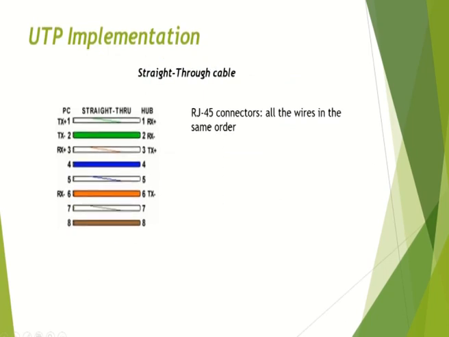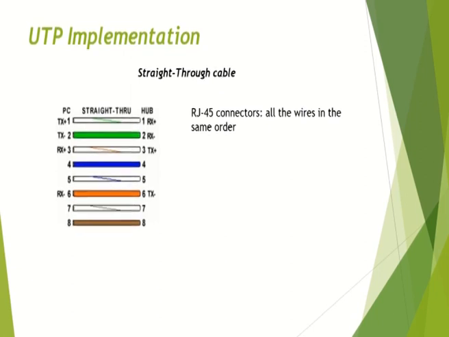UTP implementation. In addition to the correct UTP category of cable that is used to connect devices, it is important to select the correct wiring of pins in the RJ45 connectors as well. We need to determine which cable to use, straight-through cable or crossover cable. In a straight-through cable, the RJ45 connectors on both ends of the cable show all the wires in the same order.